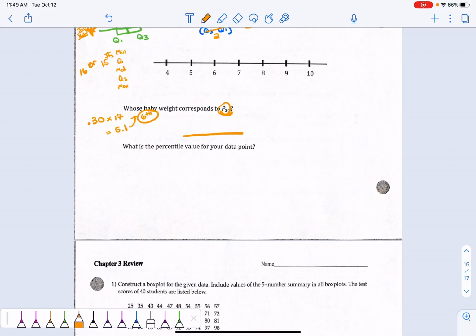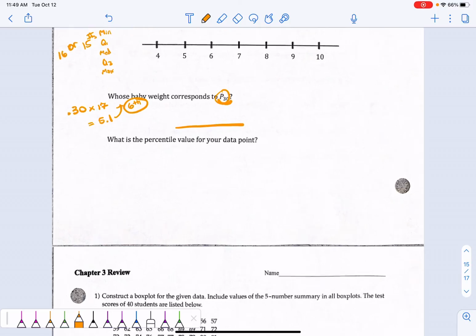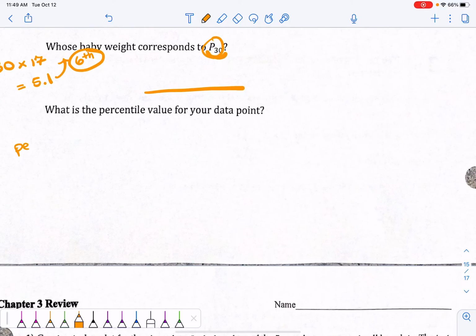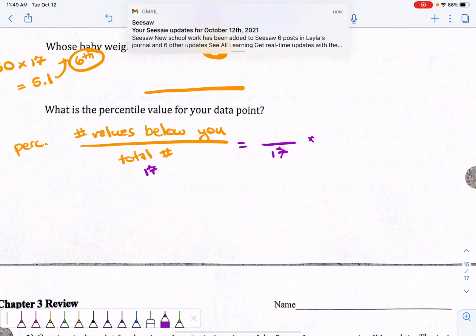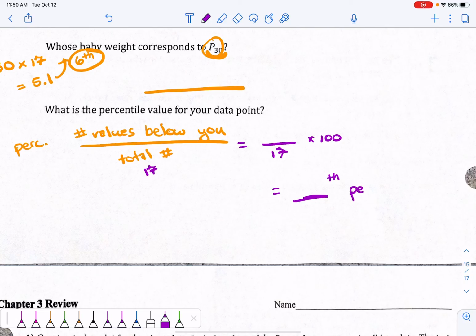Now then, what is the percentile value for your data point? To find out what percentile you're in, you're going to take the number of values below you, and you're going to divide by the total number, which in this case is 17. So whatever divided by 17, and then you're going to multiply that by 100 or just convert it to a percent, and that is your percentile. You're in the whatever percentile. Okay, and that's how that works.